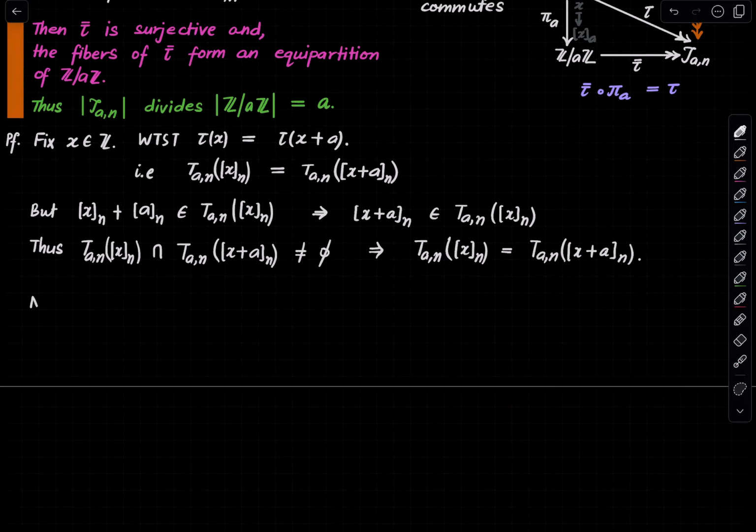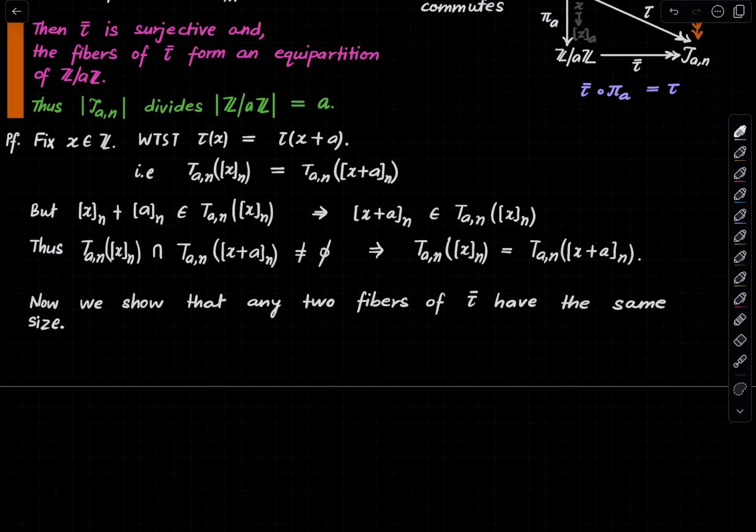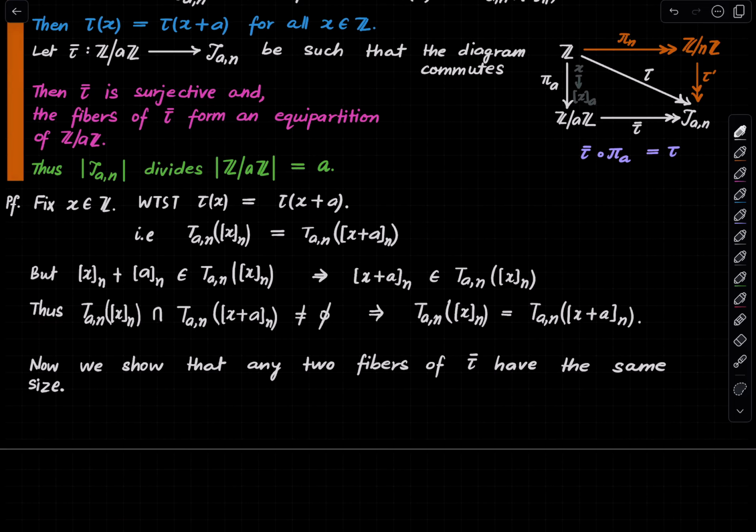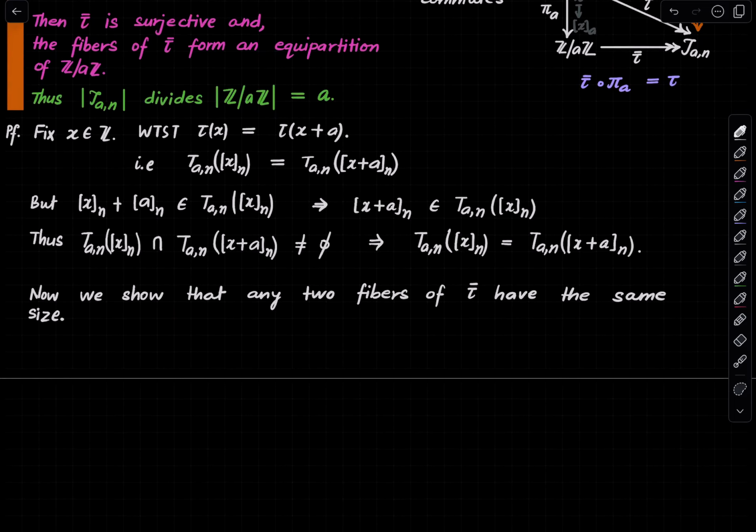So now we show that any two fibers of tau bar have the same size. Okay, so let's see how to do that. Let's develop a notation, as if there were any dearth of notation.